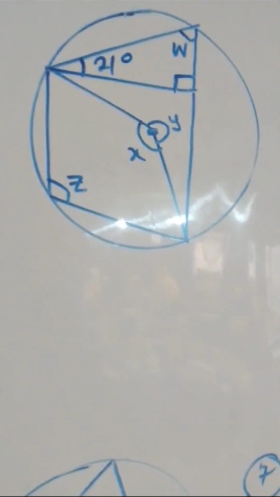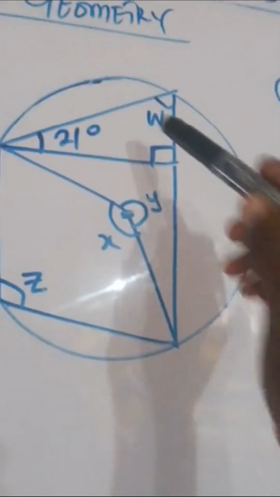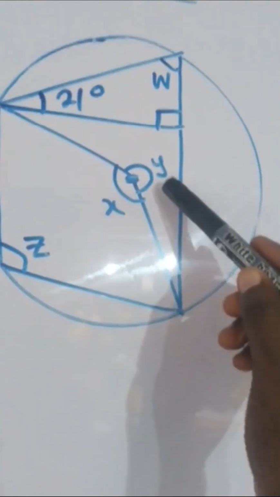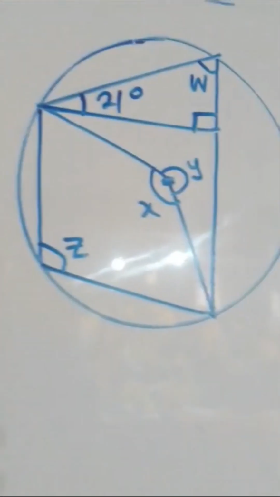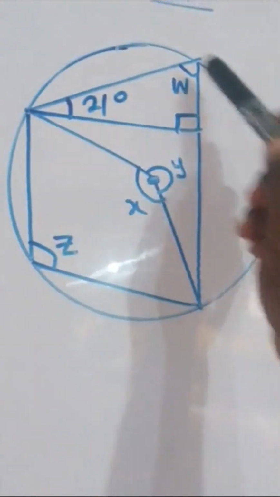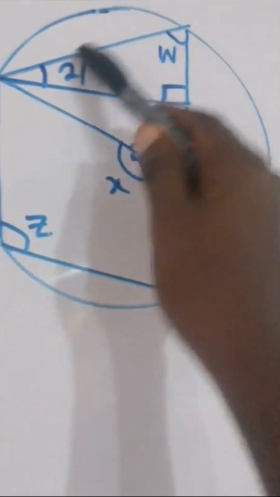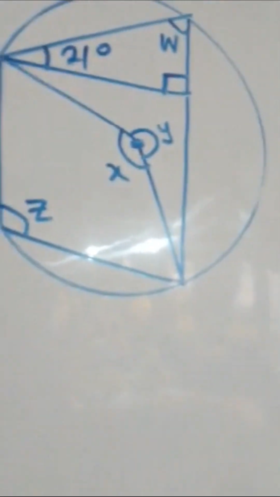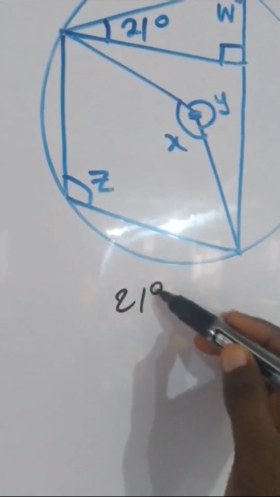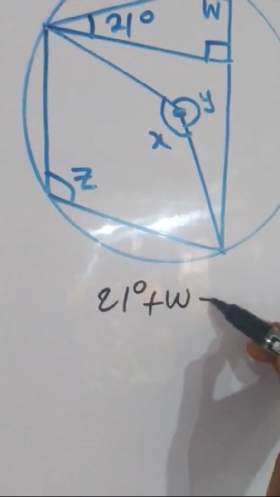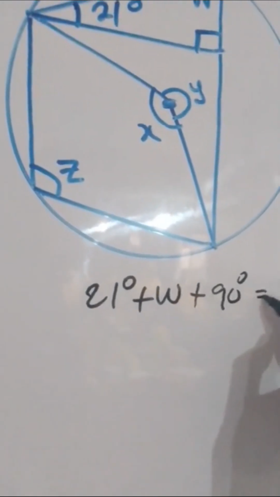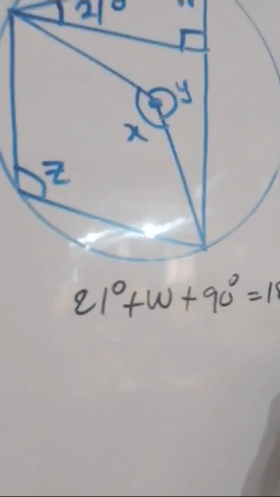You are told to look for what? We want to get the value of W, X, and Y, Z. So first, when you look at this shape, this is a right angle triangle, right? So therefore, total angle in a triangle is what? 180 degrees. 21 degrees plus what? Plus 90 equals to. So from here, all of W.